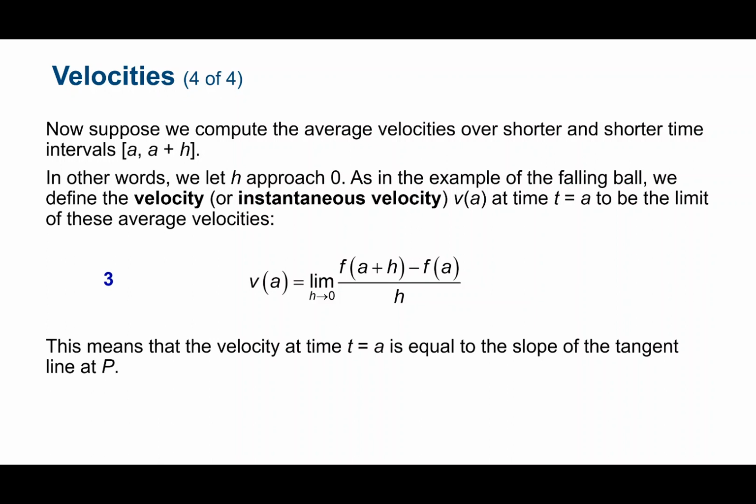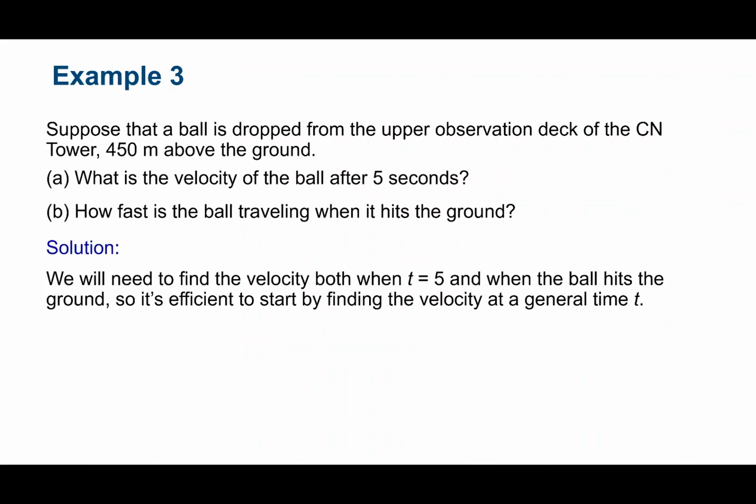Now let's work a problem from this point of view. We're doing the same thing in all these, we're just taking different points of view. I think we worked a similar one. It says, suppose that a ball is dropped from the upper observation deck of the CN Tower, 450 meters above the ground. What's the velocity of the ball after 5 seconds? How fast is the ball traveling when it hits the ground?